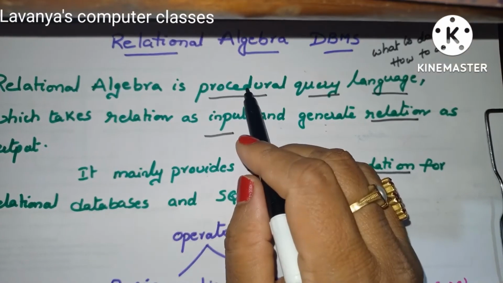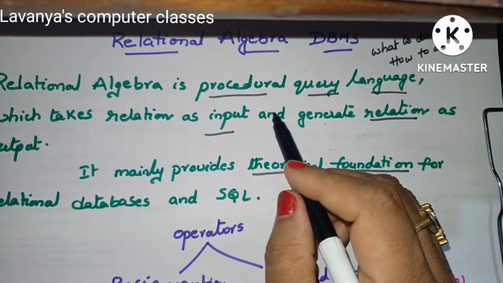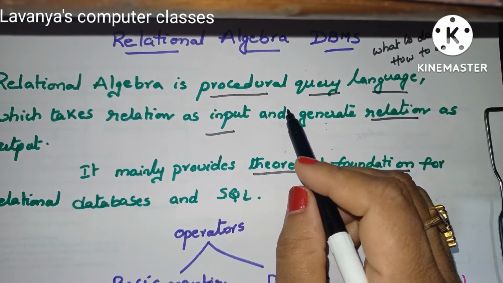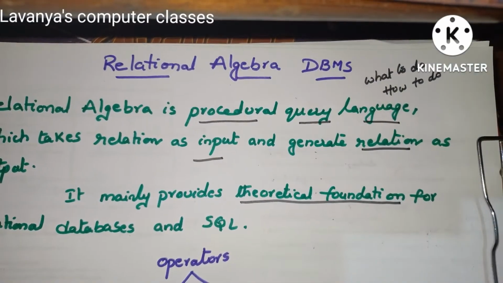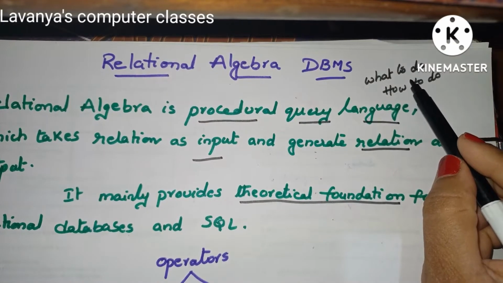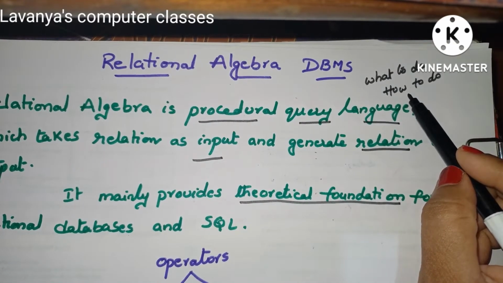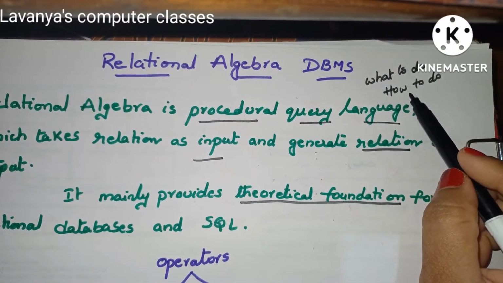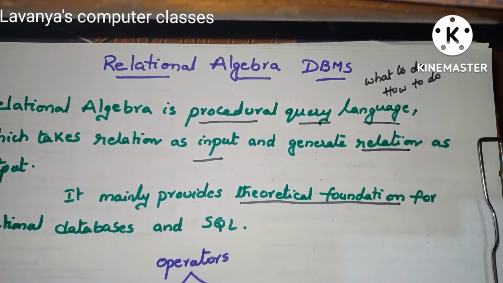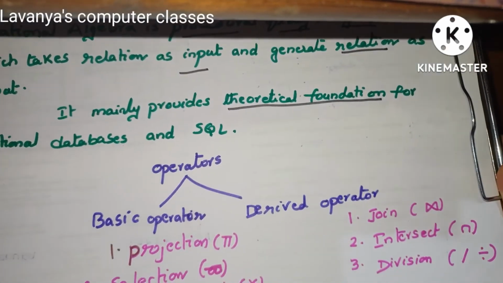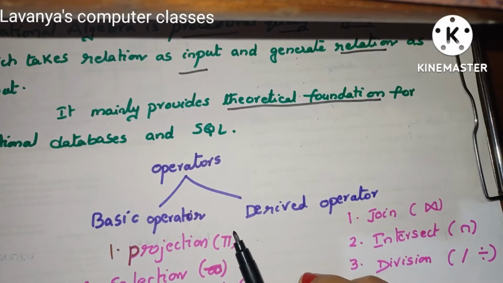So what does relational algebra mean? Relational algebra is a procedural query language. What is the meaning of procedural query language? It explains what to do, what type of information we require, and how to get that information. It explains both. In relational algebra, we have some operators.